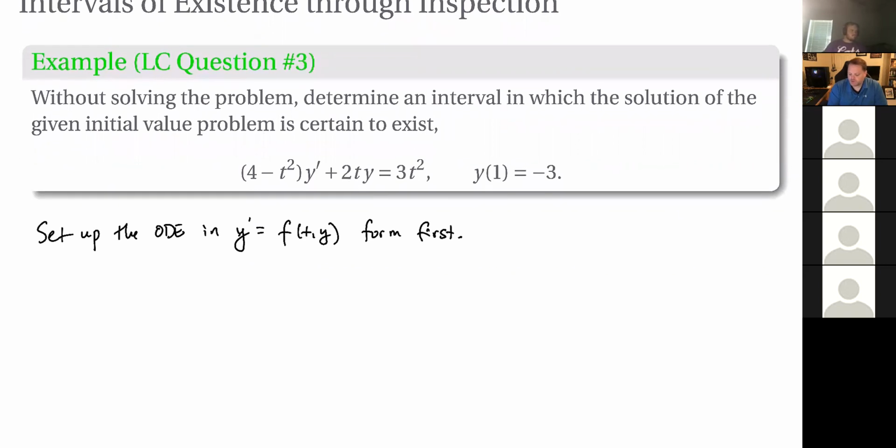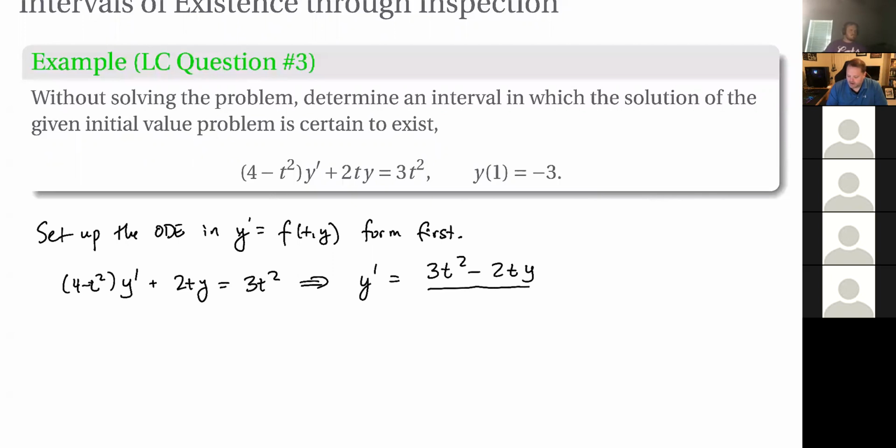Right, that should always be my first step. So if I do that, you've got (4 minus t squared) y prime plus 2ty equals 3t squared. This would be y prime equals 3t squared minus 2ty, and then I'm dividing by the leading coefficient, 4 minus t squared. So this is the correct form to be thinking about this problem in.